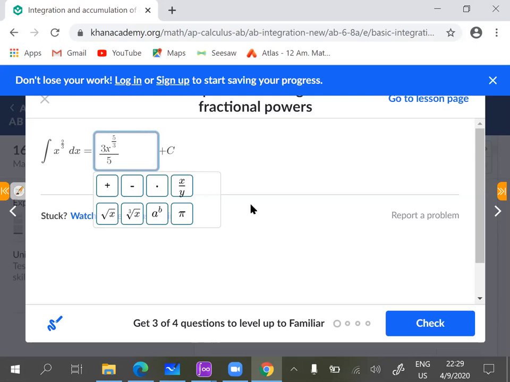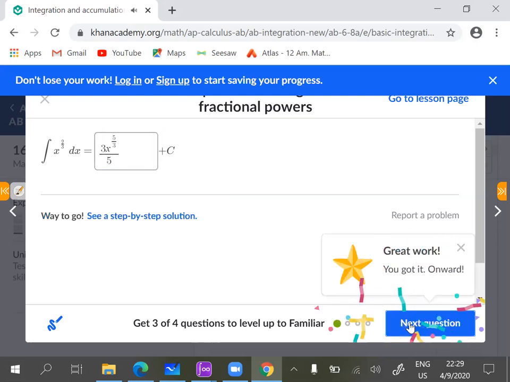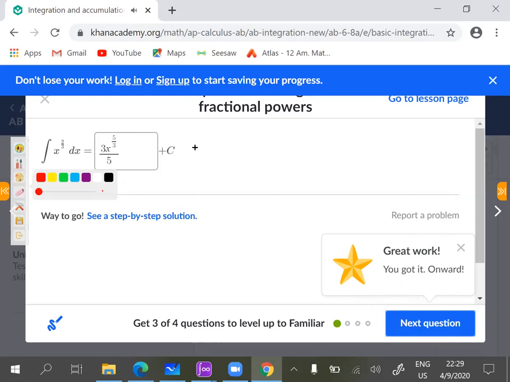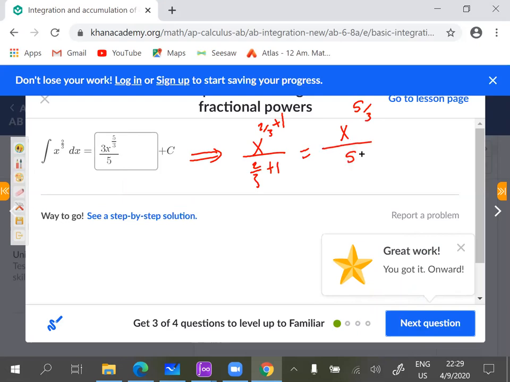I will show it for you now. This is, guys, here x to the 2 over 3 plus 1, over 2 over 3 plus 1. So it will be x to the power 5 over 3 over 5 over 3. Take the reciprocal. Directly, you can put 5 over 3, plus c. Done.